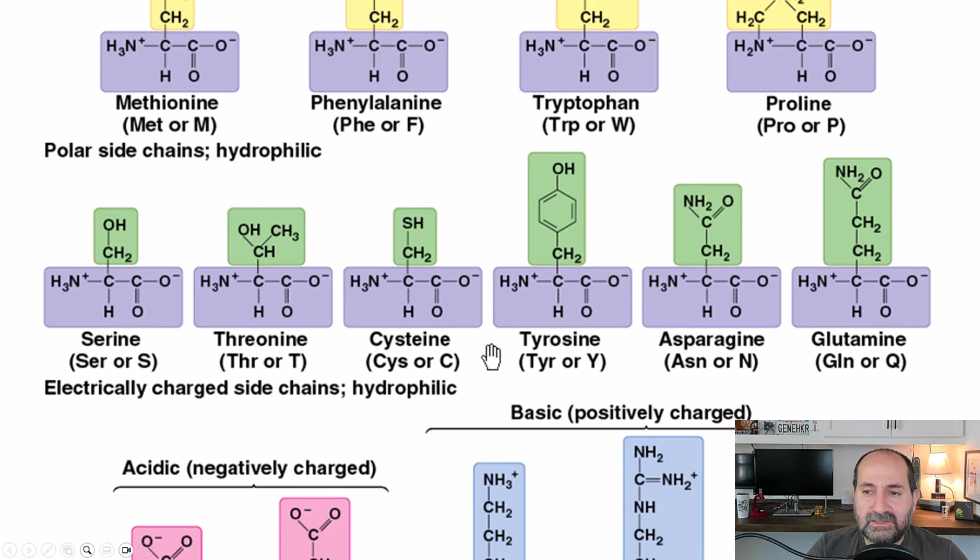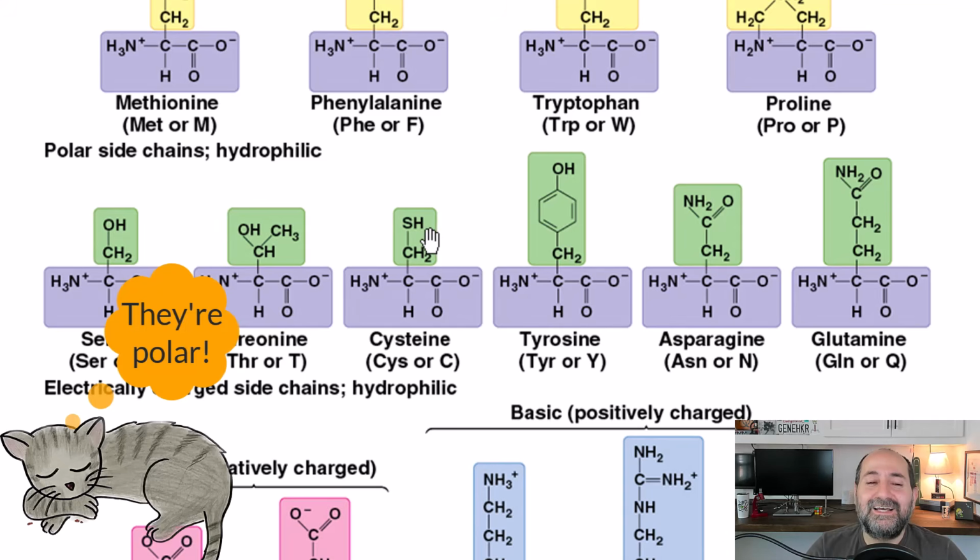Now look at the green ones, all right? Let's take a look here at the green side chains. What do you see on these side chains? I see a hydroxyl, sulfhydryl, hydroxyl. What does that tell me? If I have hydroxyl groups, are those nonpolar or what are those? Yep, Wicket. Exactly right. These are polar R groups, aren't they?